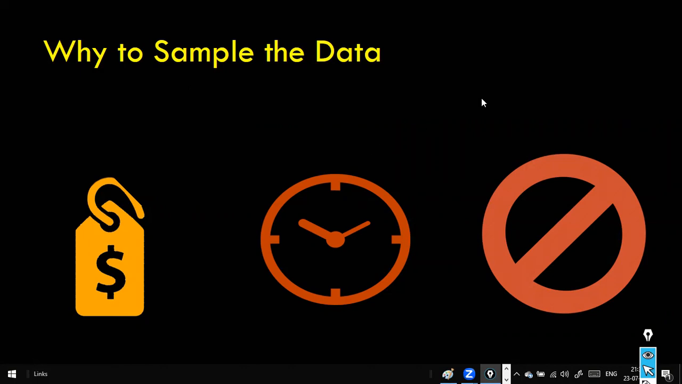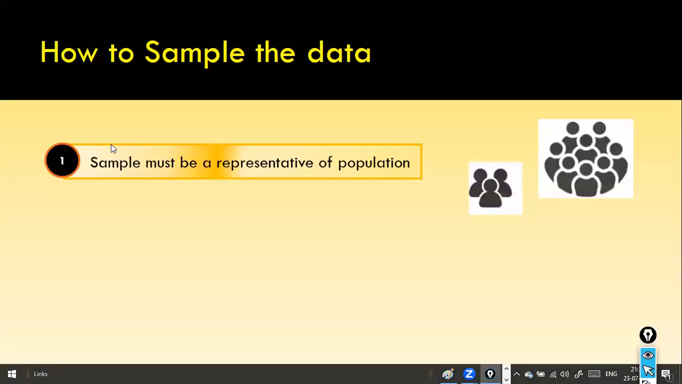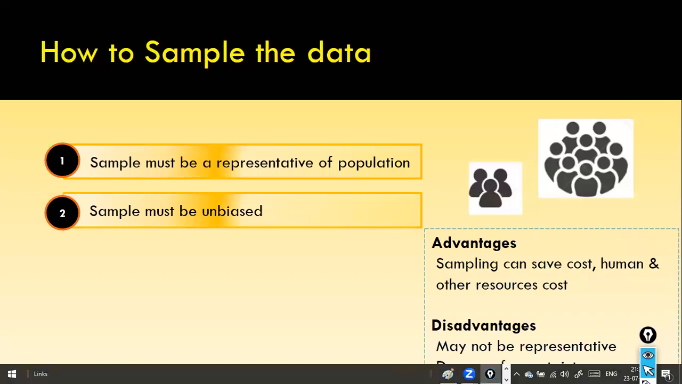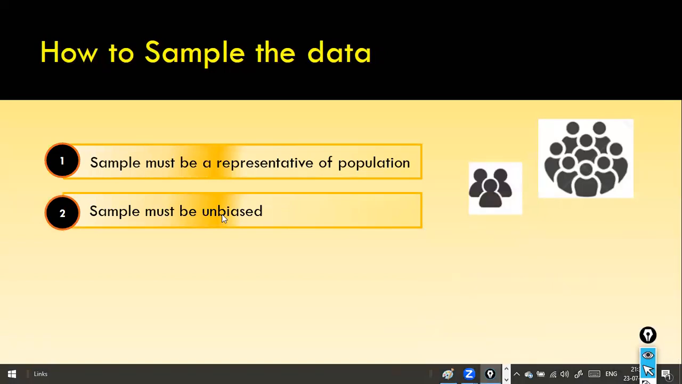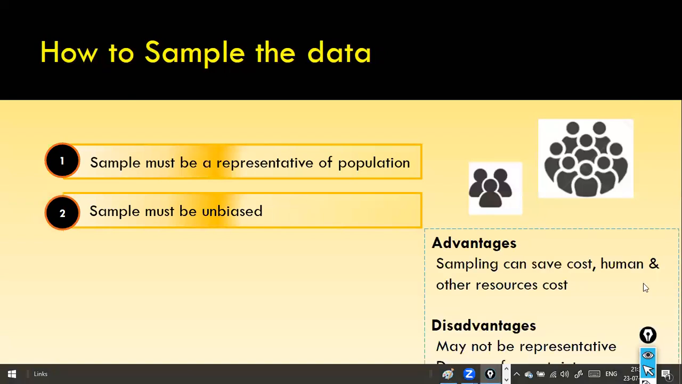If you take the entire population, it is time consuming, highly impossible, and it involves too much cost because you need to put more staff to gather the entire population data. So for that reason, we have to do the sampling. The question is, how do we sample the data? As I said, the sample must be representative of the population and it must be unbiased. The advantage here is that sampling can save cost, human and other resource cost. The disadvantage is that it may not be representative.